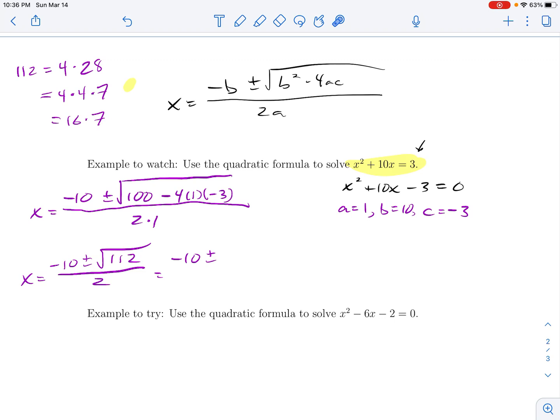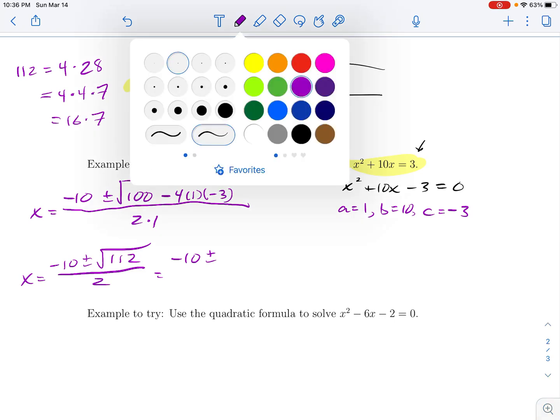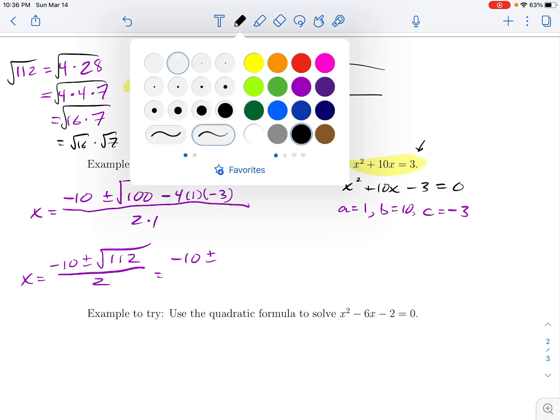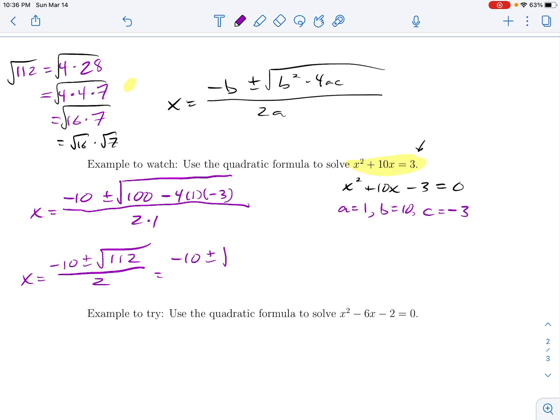Something you might remember from Algebra 1 is when we have radicals, it's nice if we can write them in a really good form. So the square root of 112 is the square root of 16 times 7. And when I have multiplication inside a radical, you can break it up. That only works with multiplication and division, not with addition and subtraction. So I'm going to write the square root of 112 as the square root of 16 times the square root of 7. And I'm doing it that way because I know the square root of 16 is 4.